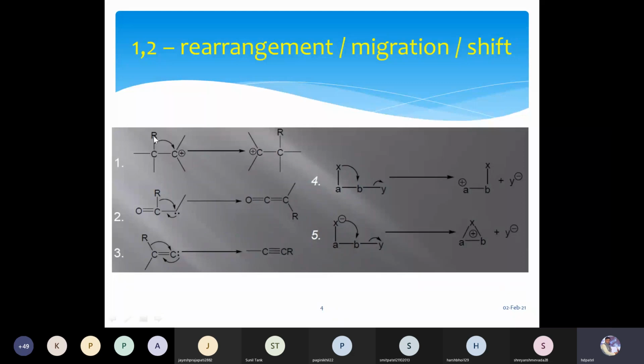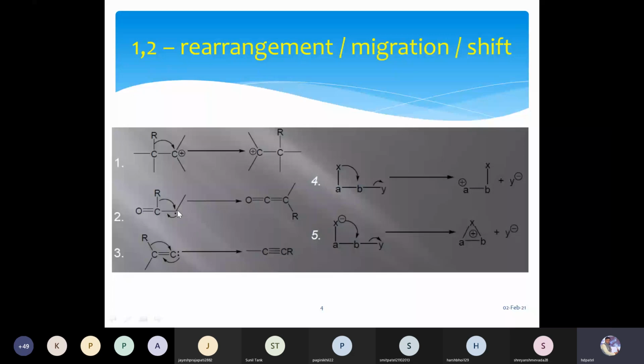Again, I am repeating, group R is attached with carbon. Okay, it is migrating from this carbon to this carbon, means from electron sufficient carbon to electron deficient carbon. Why is it called electron deficient? Because it has a positive charge, and we will get the product.